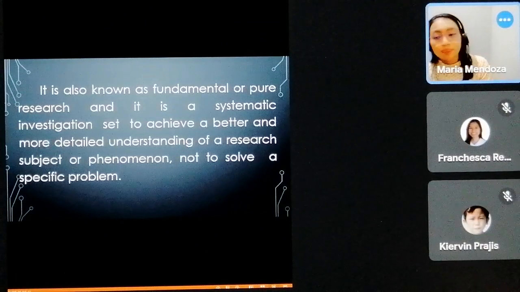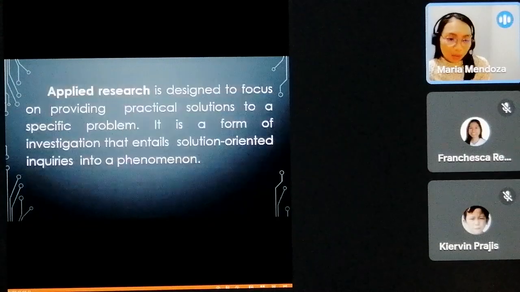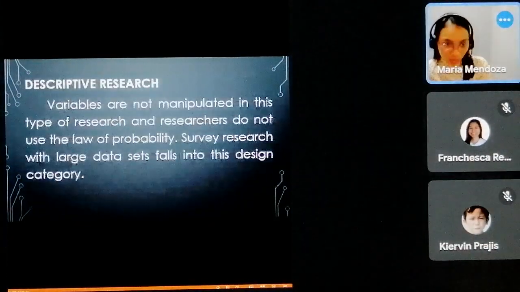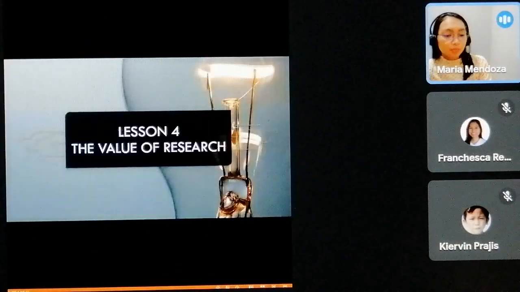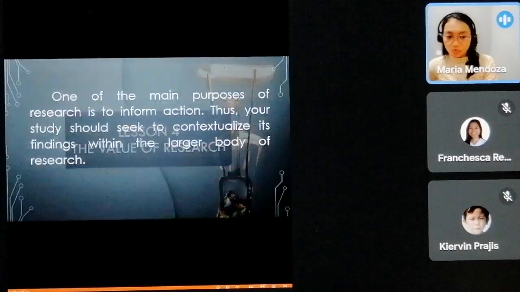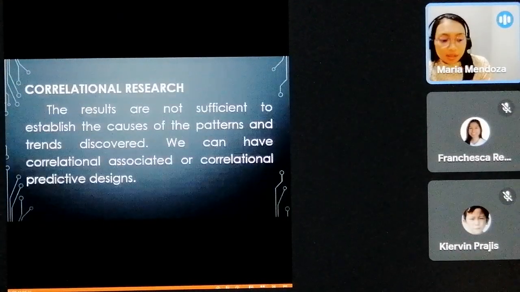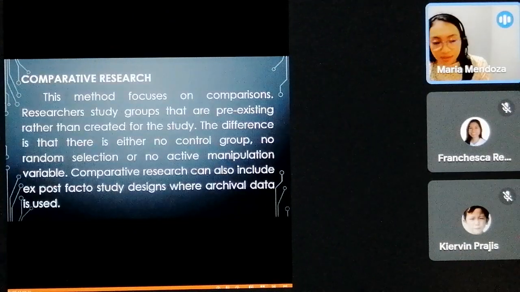So that is the chapter 4 wherein we talk about the different quantitative research methods. And of course, the chapter 4, we know the value of your research. Now let's discuss this chapter 5, which is I think 4 slides only. This is very important.